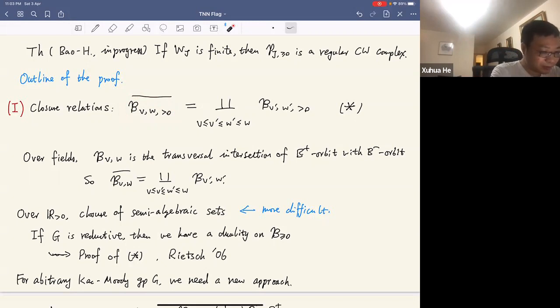I would also like to mention what happens in the case where G is reductive. Then this closure relation is known, and was proved by Konstanze Rietsch in 2006. The crucial part of her approach is based on the duality, this B plus and B minus duality. So in particular, we have this U plus. Let me write it down.